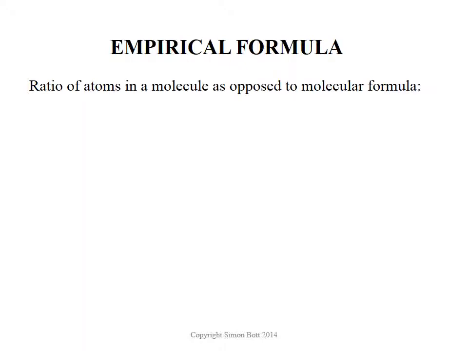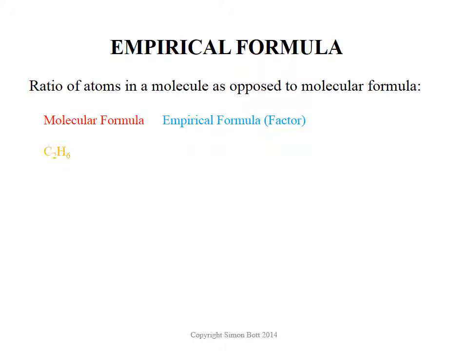Let's have a closer look at more of these empirical formulas. Empirical formula is defined as being the ratio of the atoms in a molecule as opposed to the molecular formula. So let's set up a little chart, molecular formula and empirical formula, and we'll worry about what I mean by that in a minute. Molecular formula, let's say ethane is C2H6. Well, that's the ratio here.